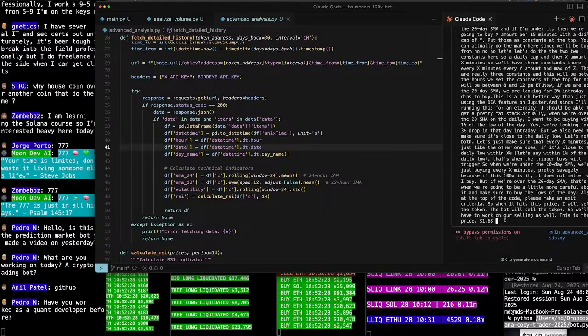All right, so this is our official strategy. You can delete all the other files besides the analyze volume and advanced analysis. The other bot files we don't need anymore, because we've got the full strategy all explained here.